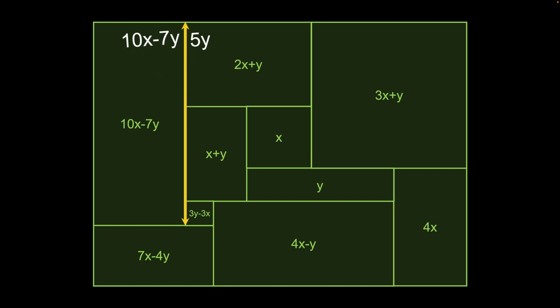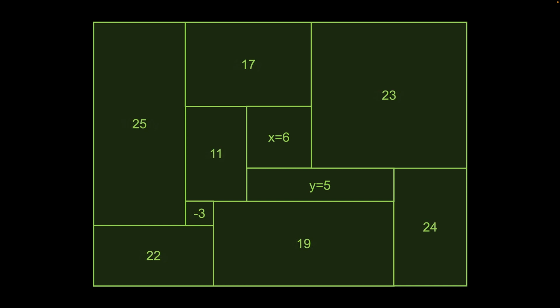10x minus 7y is equal to 5y. And what does that result in? Well, we could have x is equal to 6 and y is equal to 5. That would work. Something's funny here. And look, the 23 and 24, the 24 looks smaller than the 23. So first of all, okay, that solved some of our problems, but we've also got a minus 3 there. What the heck is that? And we've also got 22 and 19, and we've also got 25 looking smaller than 22.